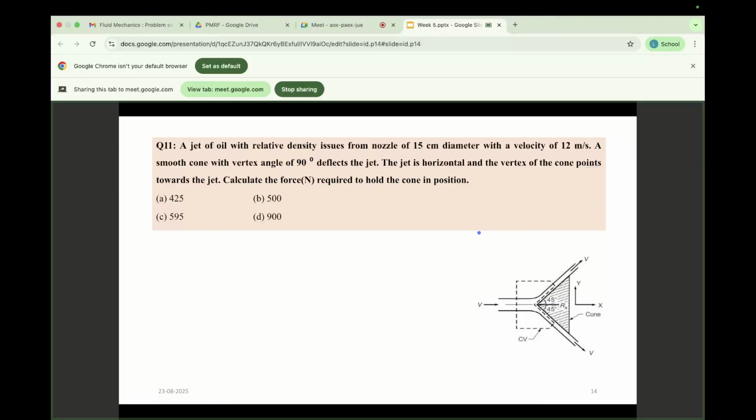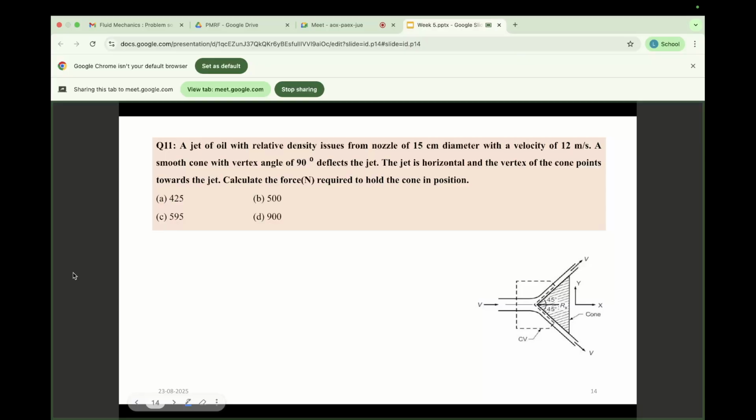So this is a question. In this question, what is told? A jet of oil issues from a nozzle of 15 centimeter diameter with the velocity of 12 meter per second. A smooth cone with vertex angle 90 deflects the jet. The jet is horizontal and vertex of the cone is toward the jet. So you are asked to calculate the force required to hold the cone in this position. So our objective is to hold the cone in position. There should not be any movement here.